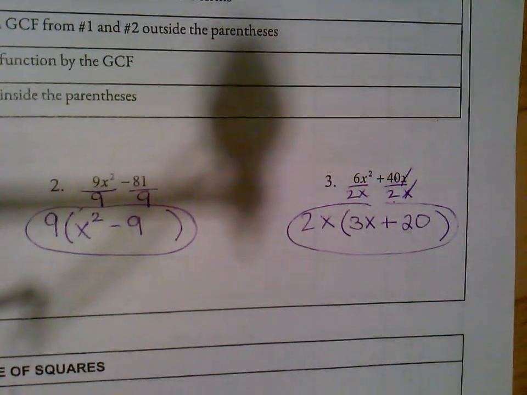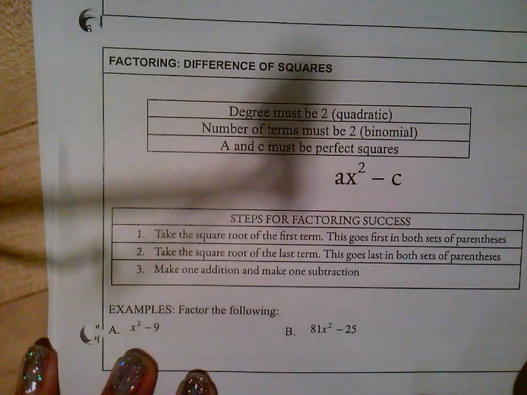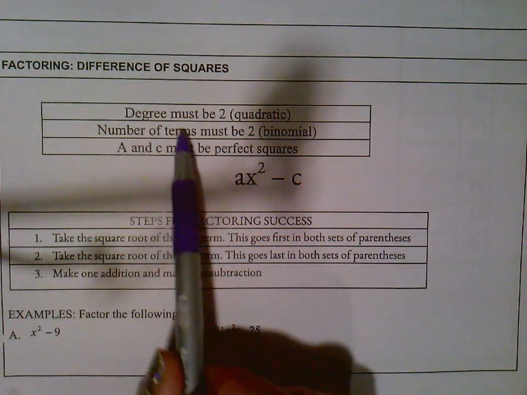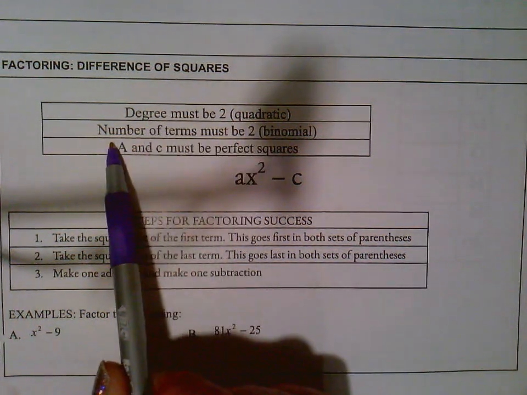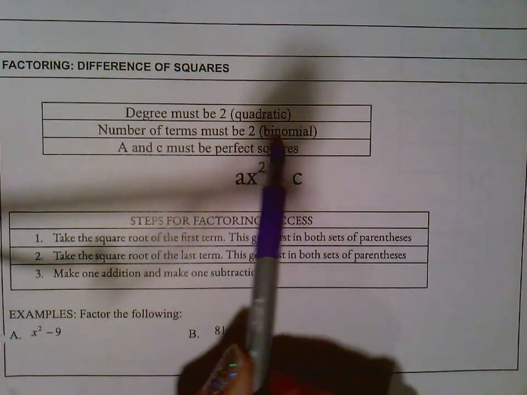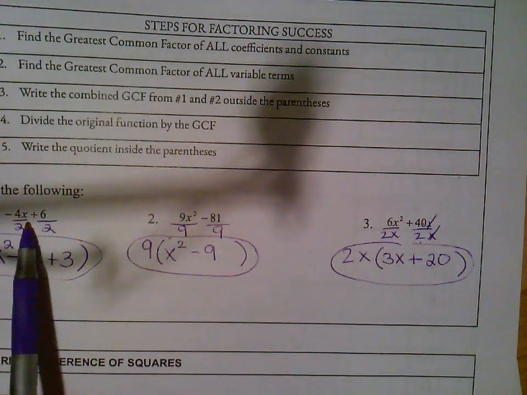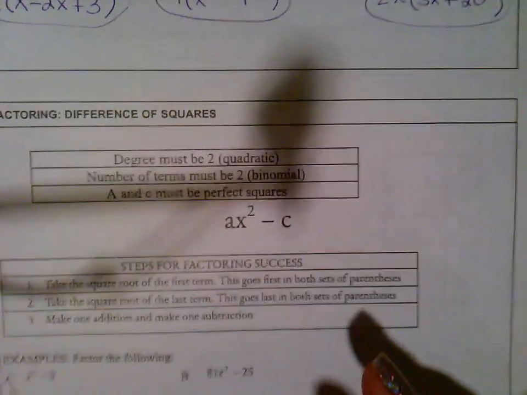Okay, another strategy that we're going to practice today, sorry for the shadow, is difference of squares. It must have a degree of 2. It must be a quadratic. It must have two terms, be a binomial. Up here, we had a trinomial, now we have a binomial. This time, we always need to have two terms. It needs to be a binomial.